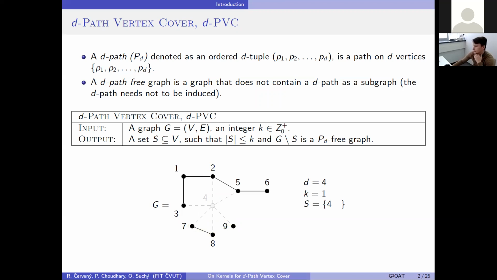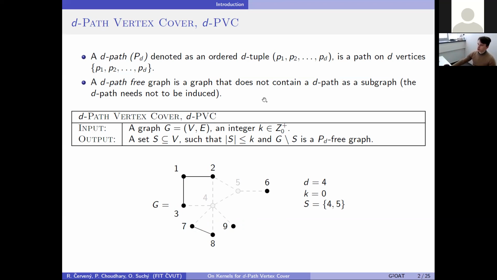So we can, for example, delete the vertex 4. By doing this, we lower the budget by 1, and so on. There is another path, and this one can be deleted, for example, by vertex 5. And as you can see, the rest of the graph is currently 4-path free. You can no longer find a 4-path, and we are done. So this is the problem. If we can find such a set, then we say yes. If such a set does not exist, then we say no.